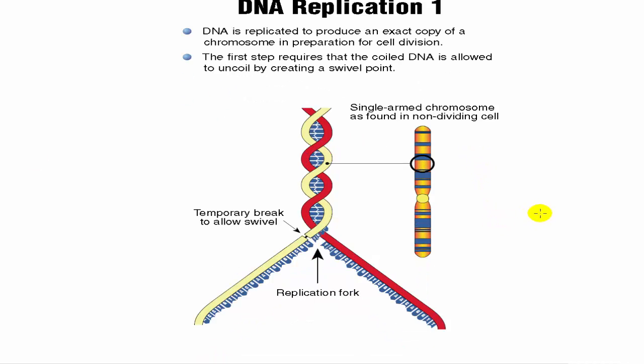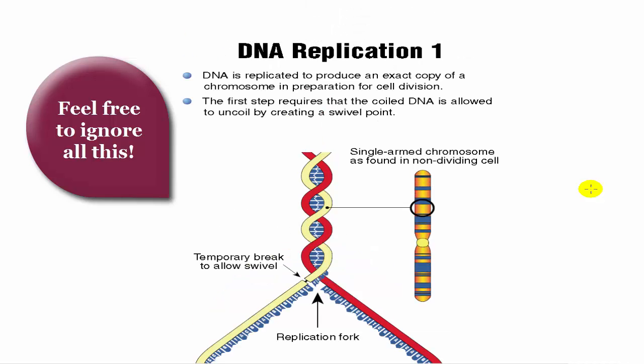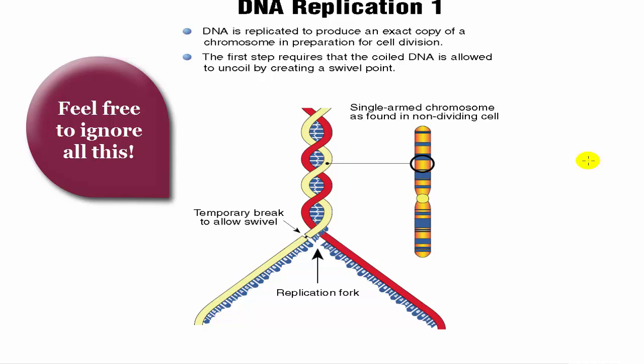Before you ever make a copy, before you ever actually start protein synthesis and begin to transcribe a sequence of bases on DNA, you want to make sure that you have a backup copy. So DNA always makes a copy of itself. It's called replication. This takes place in the nucleus. DNA is replicated to produce an exact copy of a chromosome in preparation for cell division.